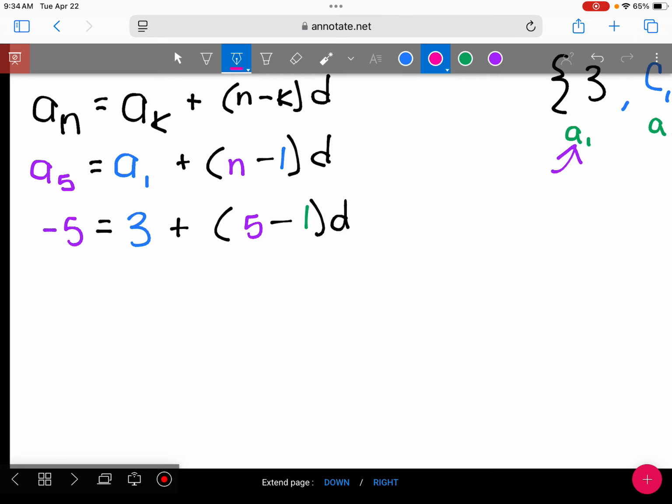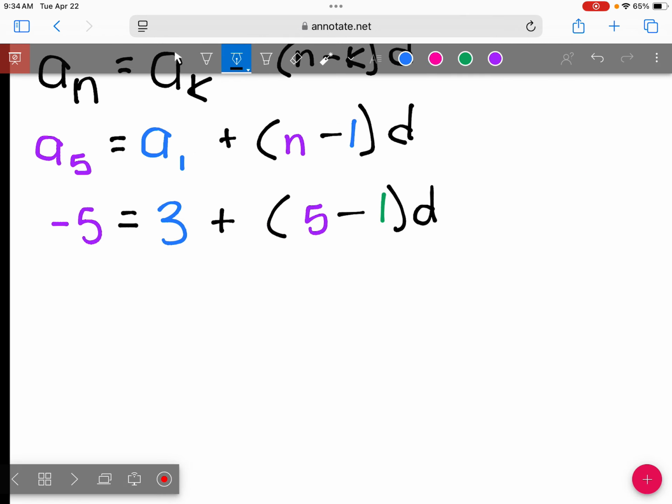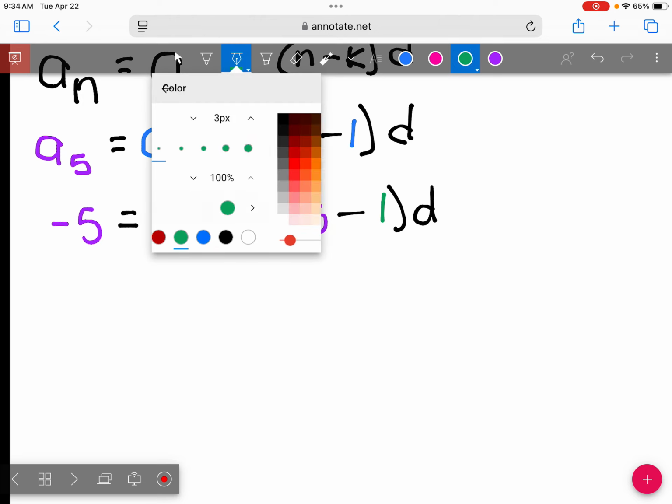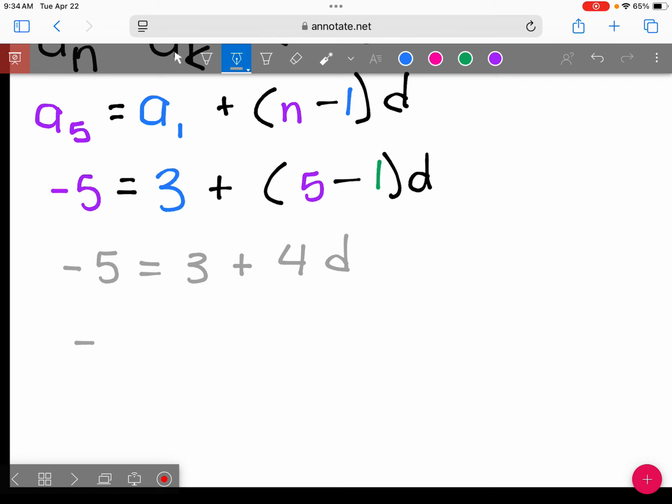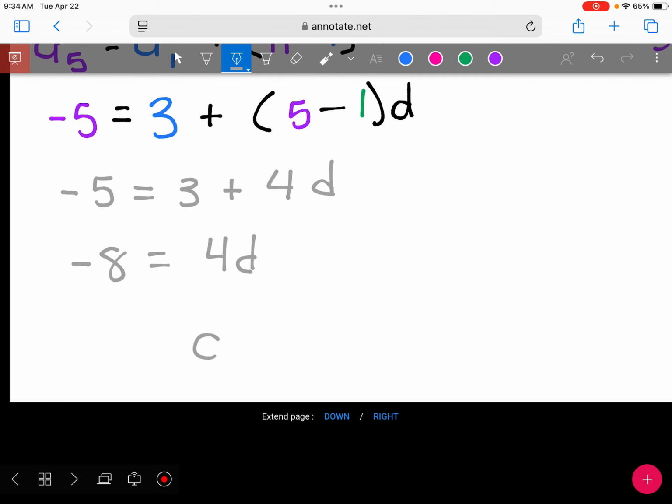5D minus 3 is 4D. Yep. So we've got our -5 equals 3 plus 4 times D. Subtract our 3 from both sides. We've got our -8 equals 4 times D. So what is our common difference here? -2.